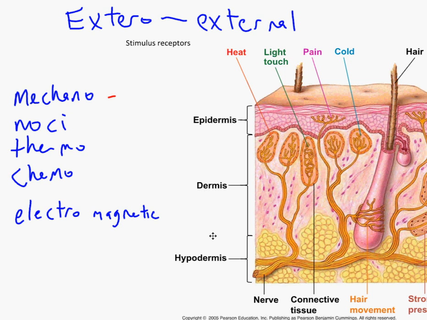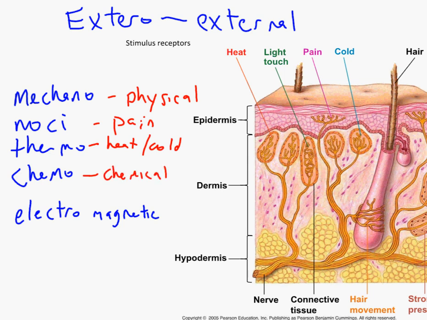Mechanoreceptors have to do with physical things, like pressure or touch or vibration. Nociceptors are pain. These are found everywhere in the body, not just external. They're found everywhere except for the brain, actually. Thermoreceptors, this is heat and cold. Chemoreceptors, this is chemicals, like your taste buds and your smell. And electromagnetic, this is light, so this would be in your eyes.